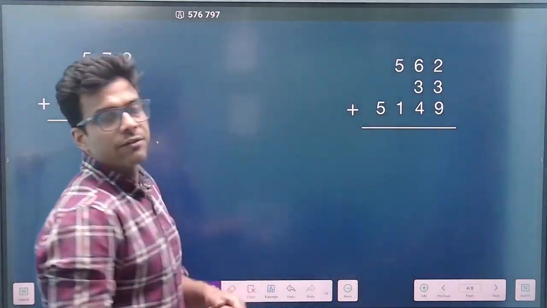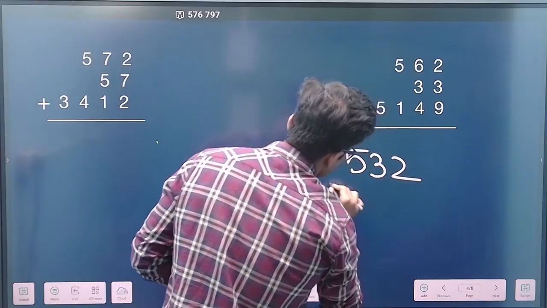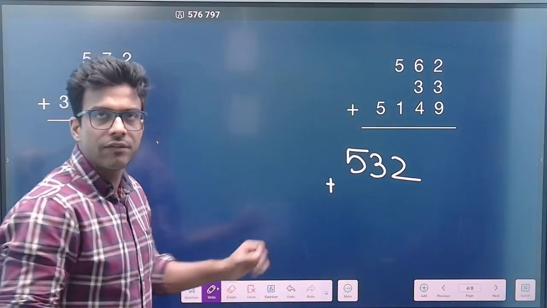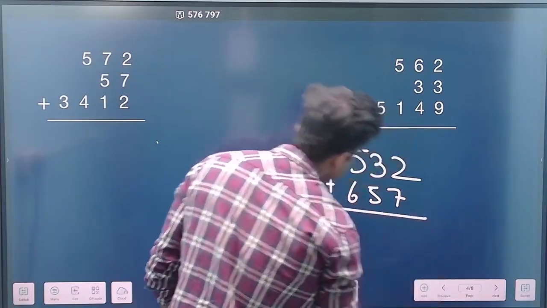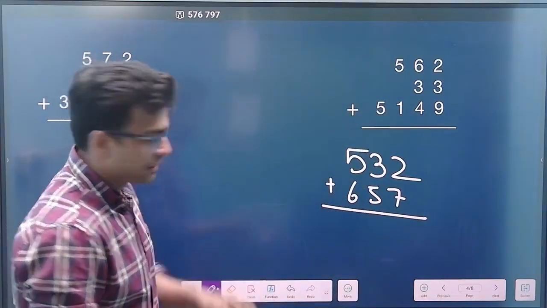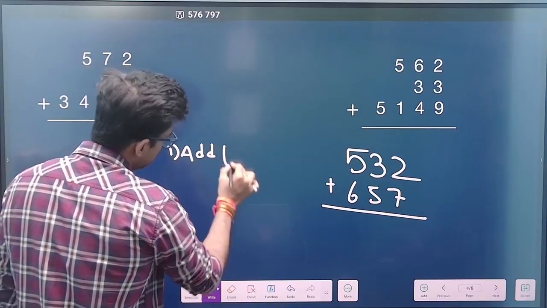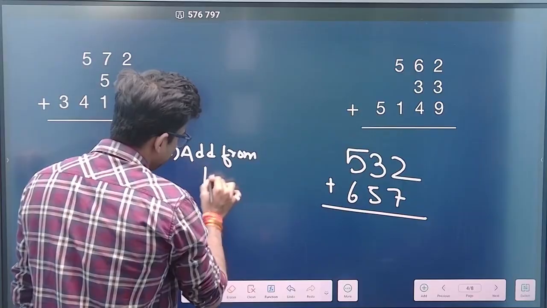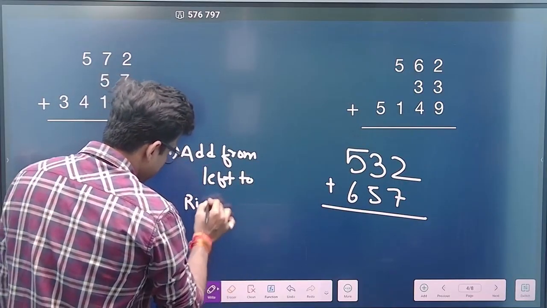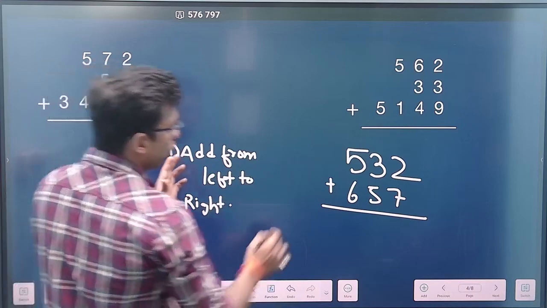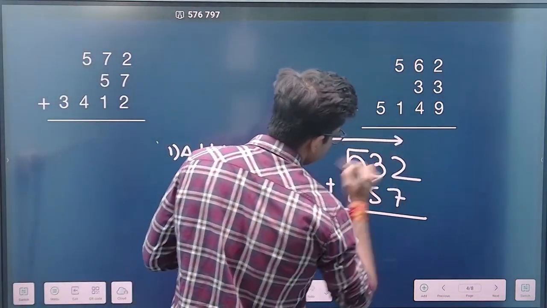Suppose I take a number like 532. This was only a question. 532 plus, there's a sign of plus, and then we are writing 657. What is the method? First of all, always add. The Vedic math says that add from left to right. Add from left to right. First thing, correct? And this is the first thing. Go from this position, I would say from here to here.